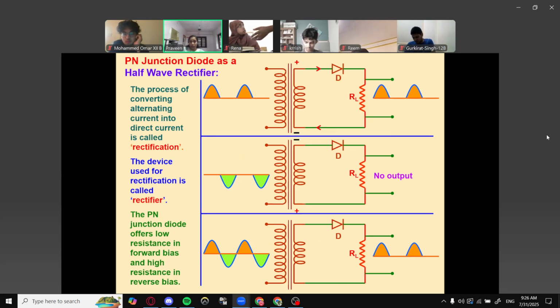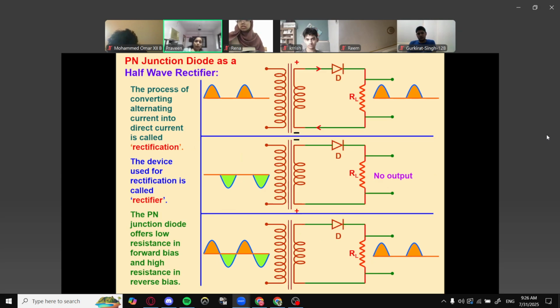This property of unidirectional current characteristics makes the diode usable as a rectifier. In order to convert AC into DC, rectifier means converting alternating current into direct current. Alternating current is a fluctuating current. DC current is a unidirectional current. So the device, the PN junction diode, can be used as a rectifier.